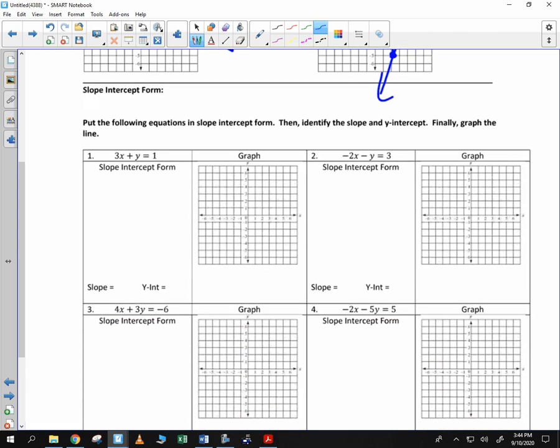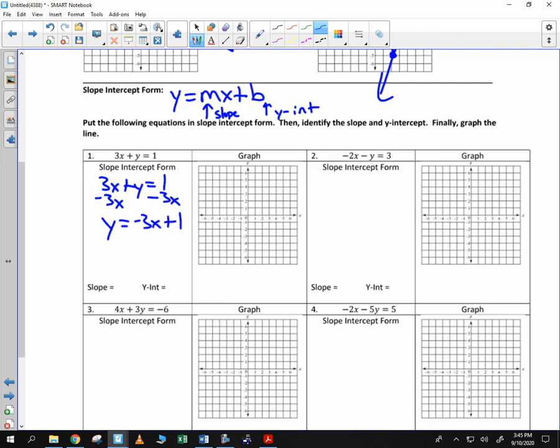You are most familiar with slope-intercept form, which is y equals mx plus b. M is what we call your slope, and b is what we call your y-intercept. If we can put this equation into slope-intercept form, we can graph it quite easily. If we subtract the 3x from both sides, we get y is equal to -3x plus 1. Looks like the slope is -3 over 1. The y-intercept is 1. The directions say to identify that and then graph it.